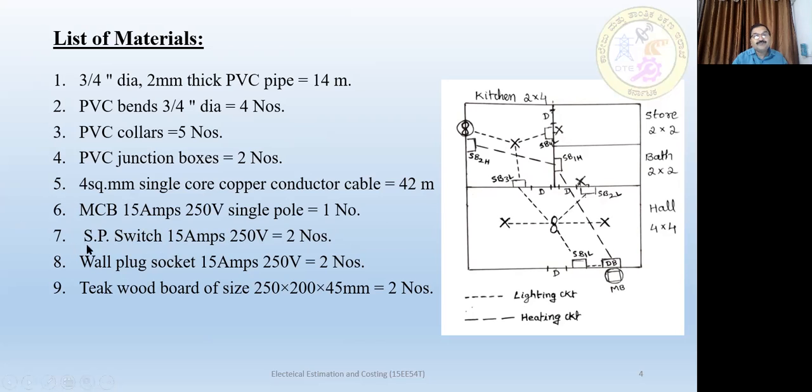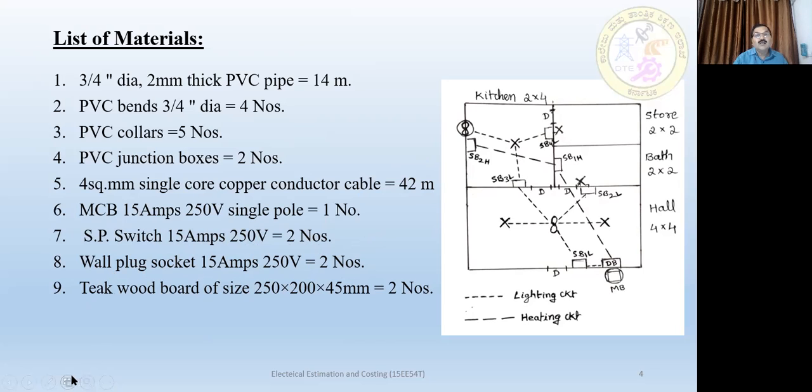So there are 2 points to control 2 sockets. So we should have 2 switches to control socket points. So SP switch 15 ampere or 16 ampere, 250 volts flush type switches. So we need 2 numbers. Wall plug sockets, again same thing, at SB1 and SB2 we need 2 sockets, 2 numbers.